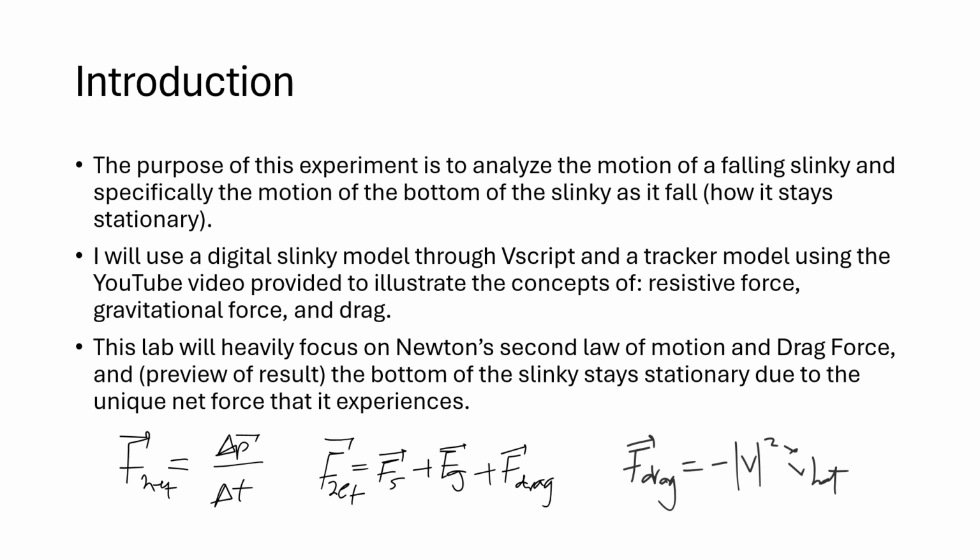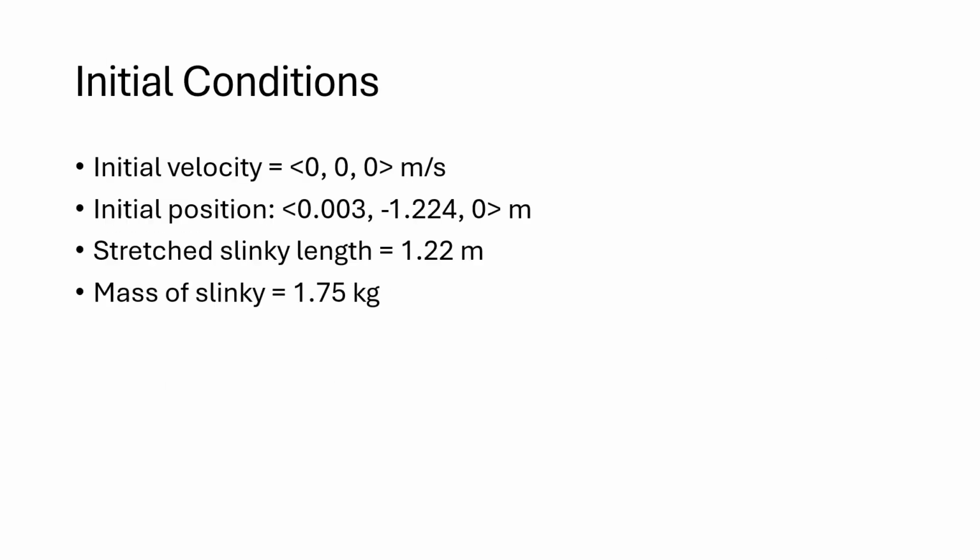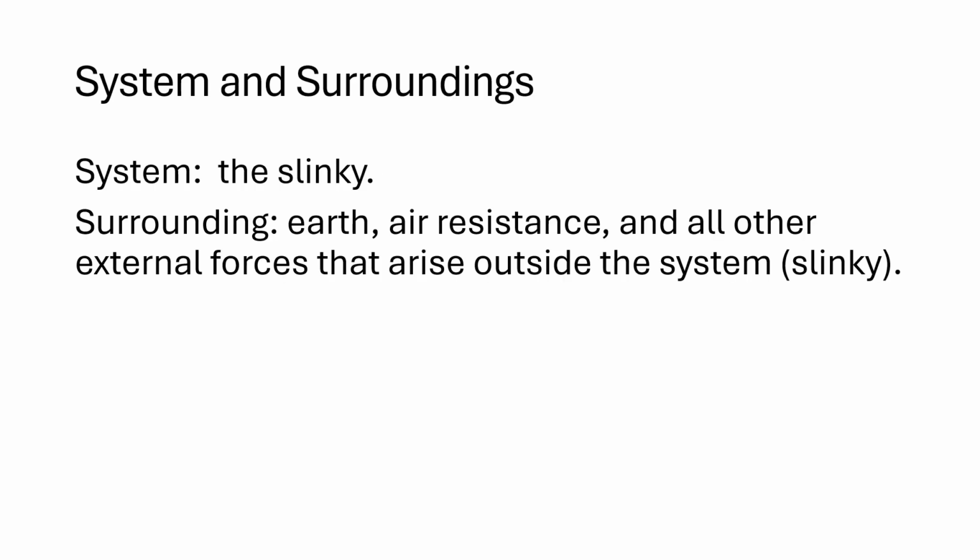Here are a few equations that I use. There's the F net equation, the F net of all the other possible force combinations, and the force of drag. So these are the initial conditions. This was the initial velocity of the Slinky, the initial position, the stretched Slinky length, and the mass. So the system included only the Slinky and the surroundings.